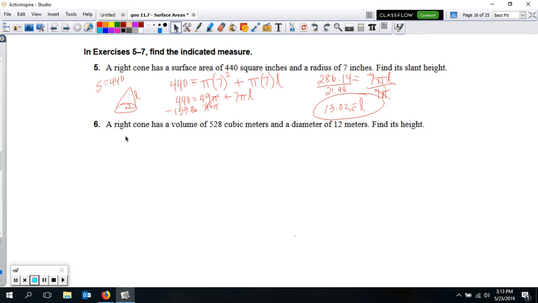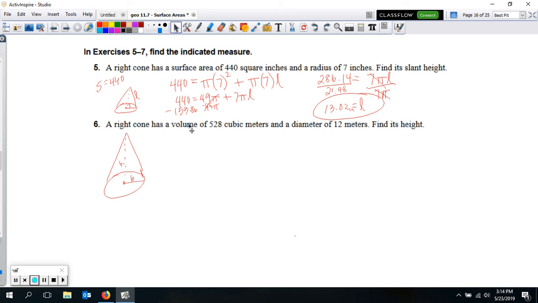For number 6, now we're saying a right cone has a volume of 528 cubic meters. So we're looking at the volume formula. That's the 1/3 base area times height. And its diameter is 12 meters. So we'll need to cut that in half for the radius of 6. We're trying to find the h here, the height. So again, if I draw this, it might be helpful so you can see a picture of it. So we can see here's our base area. The radius is 6. We're trying to find this height here, which I drew as a dashed line. So that's what we're looking for.